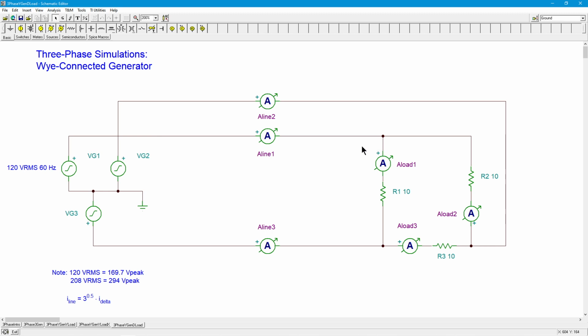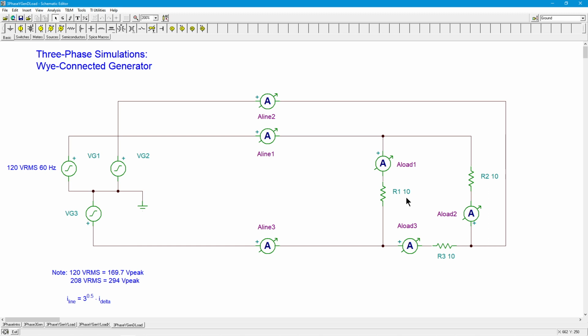R1 is actually connected between the VG1 and VG3 terminals. What ends up happening here is, if you did the computation, this is 208 volts RMS, or just under 300 volts peak. So when you divide that out by 10 ohms, you're going to get just about 30 amps. Just about 30 amps of current.